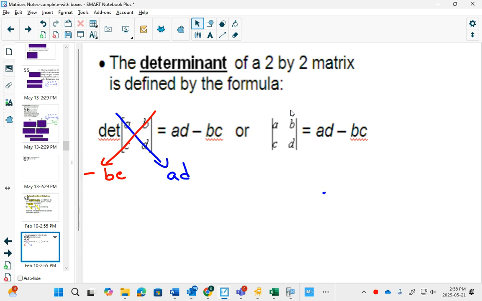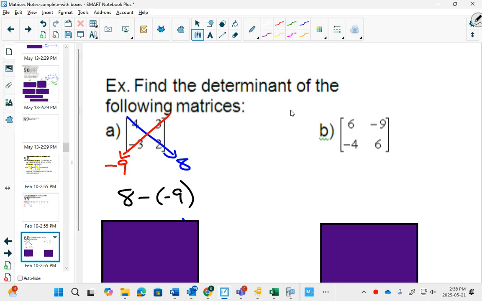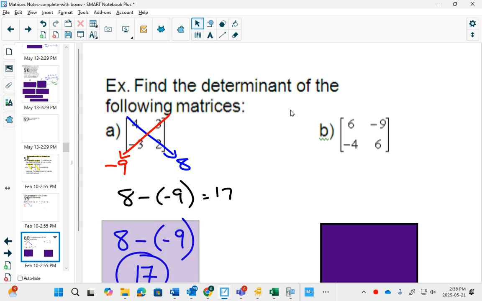So knowing that math, what I always do when I'm figuring these out is I don't write out the formula. I just do this arrow like that. What's 4 times 2? It's 8. I do this arrow backwards. What's 3 times negative 3? That's negative 9. And so my determinant is going to be 8 minus negative 9, which is equal to 17.